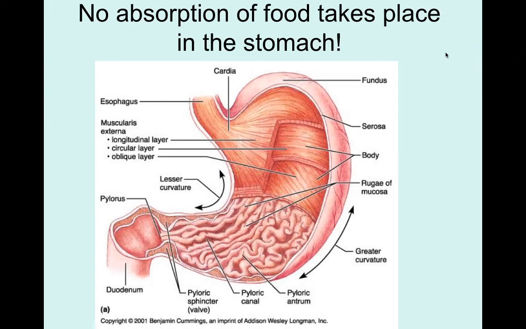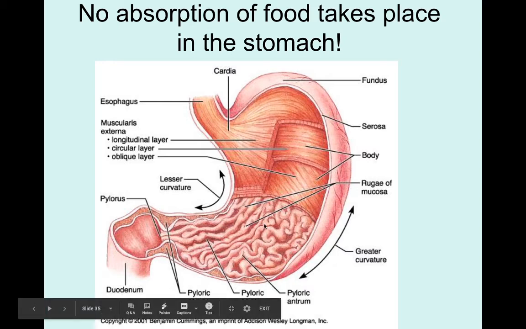So here is a picture. Again, here's our esophagus. The gastroesophageal sphincter is right here. This is the cardiac region as well. Here is the fundus that comes up above the cardiac region and touches the diaphragm. All of this is the body. Here we can see the rugae. Those are the folds that it can expand to increase the volume of the stomach.